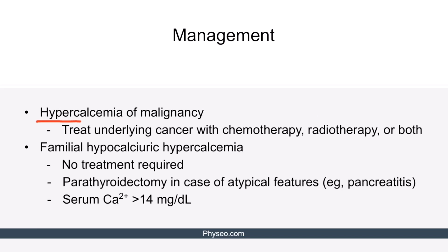For hypercalcemia of malignancy, one should treat the underlying cancer with chemotherapy, radiotherapy, or both. Familial hypocalciuric hypercalcemia usually requires no treatment. Parathyroidectomy is needed in case of atypical features like hypercalcemia-induced pancreatitis. Parathyroidectomy is also done if serum calcium is more than 14 milligrams per deciliter.